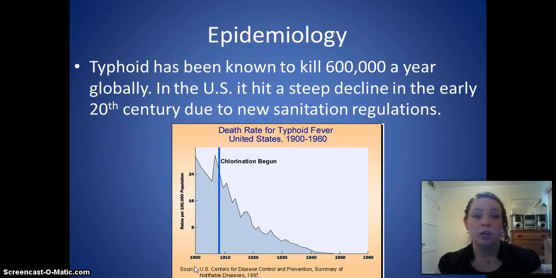Epidemiology. Typhoid has been known to kill 600,000 people a year globally. In the US, it hit a steep decline in the early 20th century due to new sanitation regulations. As you can see in our graph here, the death rate for typhoid fever in the United States from 1900 to 1960, there's a steep drop-off just before 1910. This is when chlorination began with the water filtration and treatment. The decline continued until about 1950 when death from typhoid was no longer prevalent in the U.S.